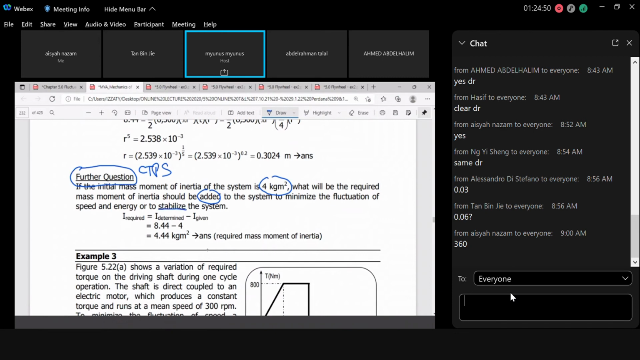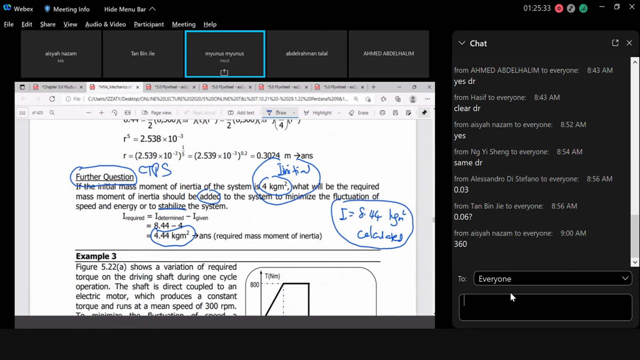You calculated earlier that I is equal to 8.44. This one is what you require, but you have this initial I. So this one is calculated, and this one is initial or original. So you require another 4.4 to ensure that the system will run steadily.